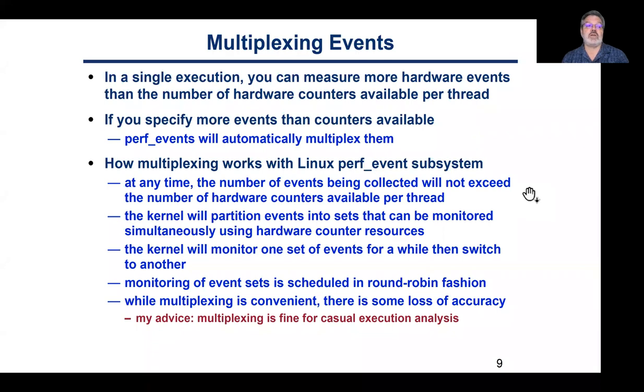So the kernel will partition the events into sets of things that can be measured at the same time. And then it will monitor one set of events for a little while and then switch to another. So for instance, if I said something like cycles, instructions, L2 misses, TLB misses, and L1 accesses, and I want to monitor all of those. Well, it may decide that it can't monitor all of those cache events in one set, and so it might monitor, say, cycles, instructions, and L1 misses, and then in the other set of events, it has the other cache events. And so then it'll alternate back and forth between them.